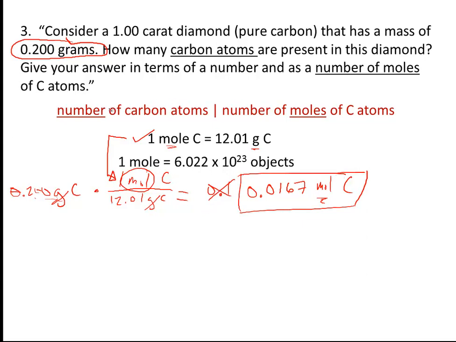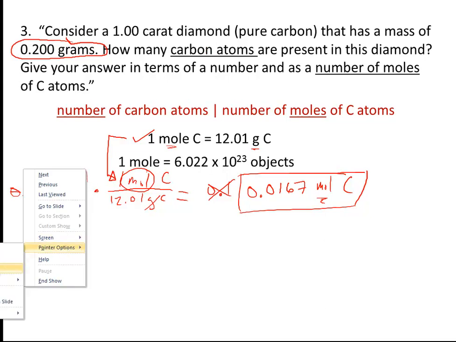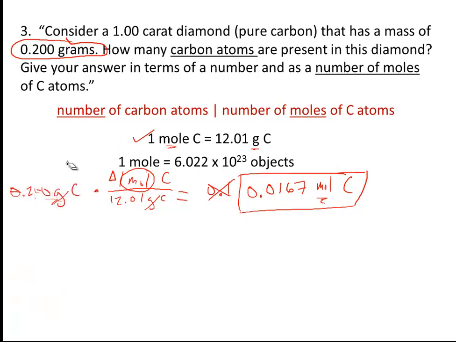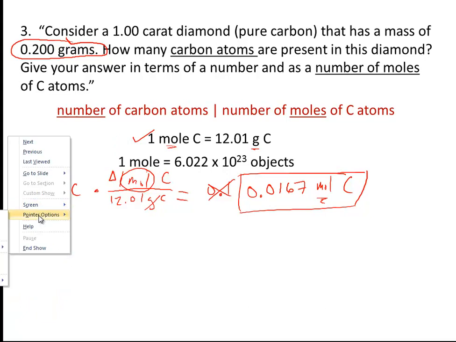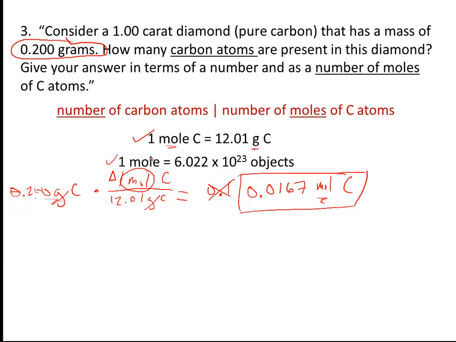Now let's address the first question, where it's asking about how many carbon atoms. For this one, we're going to use the second equivalence: 1 mole equals that many objects. So I know how many moles I have, I figured that out. And now I'm going to use the equivalence between moles and the number of objects, and the objects in this case are atoms. So I start with my given, which is this.